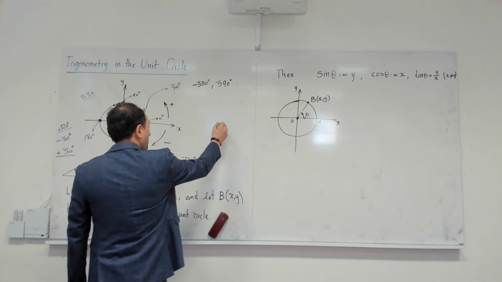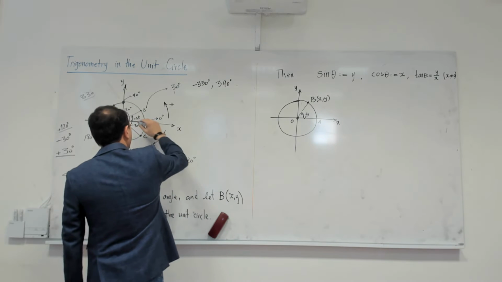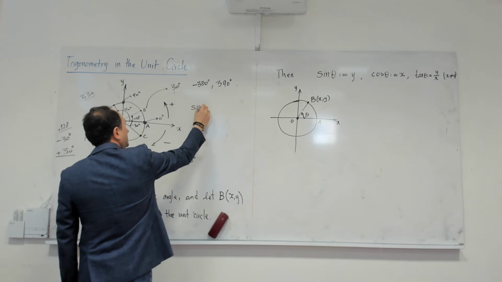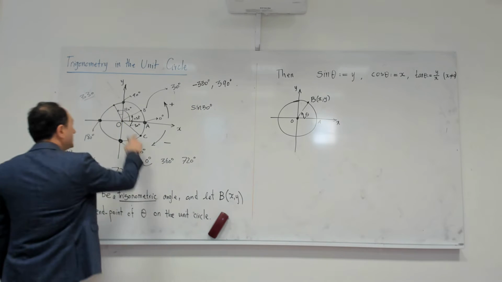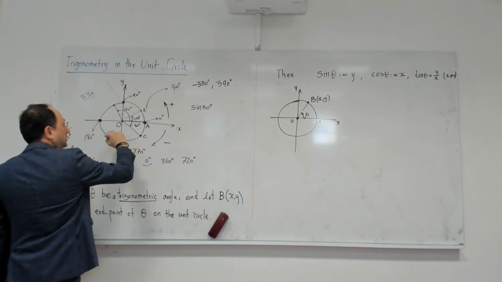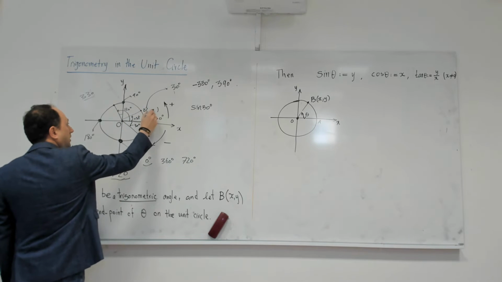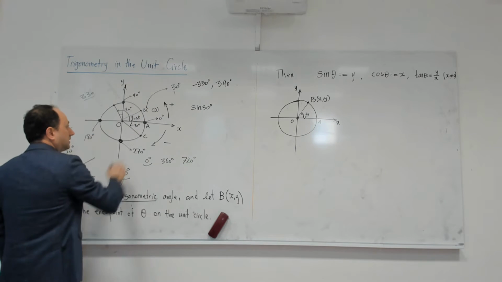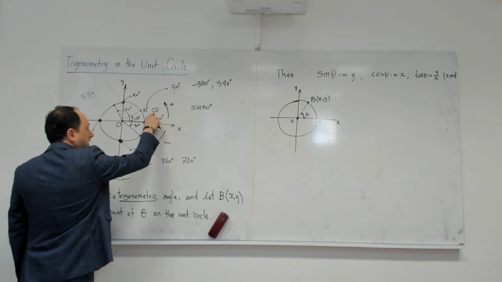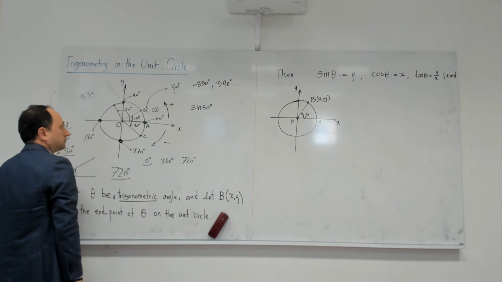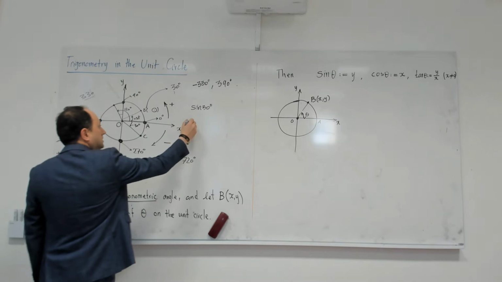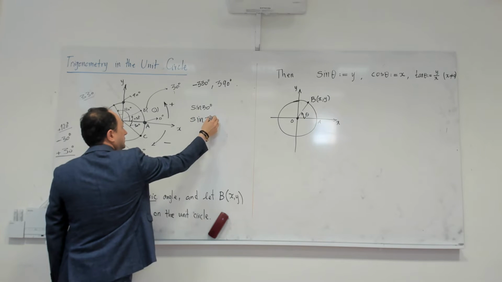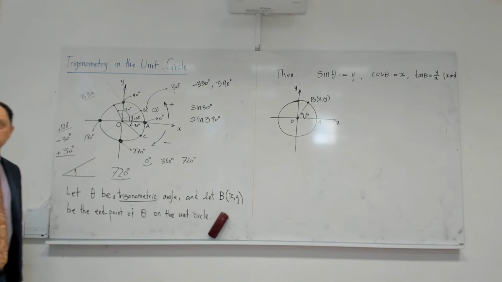Because here, for example, if I want to answer what is sine of 30 degrees, this is 30 degrees, this is my B. What I do, I find the y coordinate here, whatever it is, and you get a number here. That number, whatever it is, is sine of 30 degrees. But what about sine of 390 degrees? What about the sine of this one?